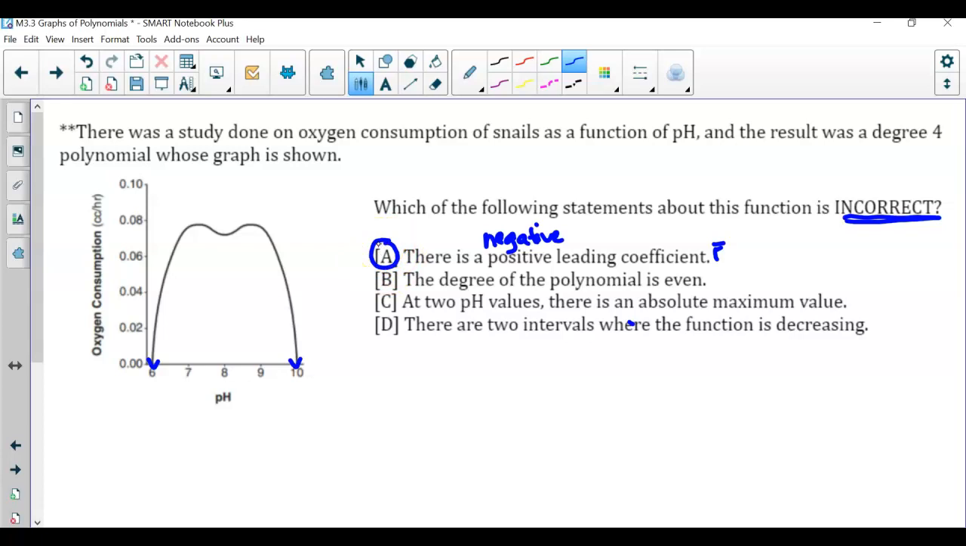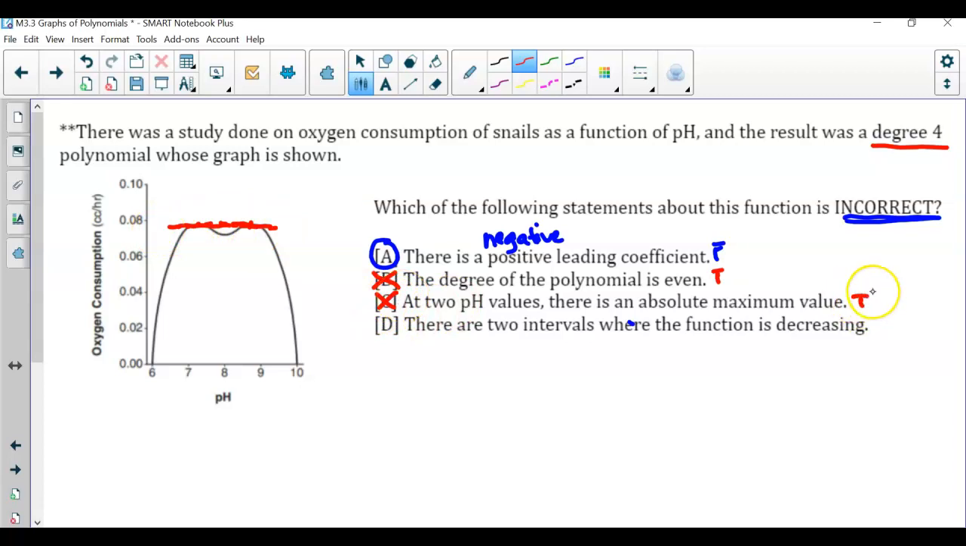But here, just to show you, B: the degree of the polynomial is even. Well, absolutely, because not only did it tell us that the degree is 4, which is even, but notice how both ends are going the same direction. So that statement is true. Next, for the two pH levels, there is an absolute maximum value. There is, right here at 2 points. They have that same value. So here, they were at the same maximum. So there are 2 of them.